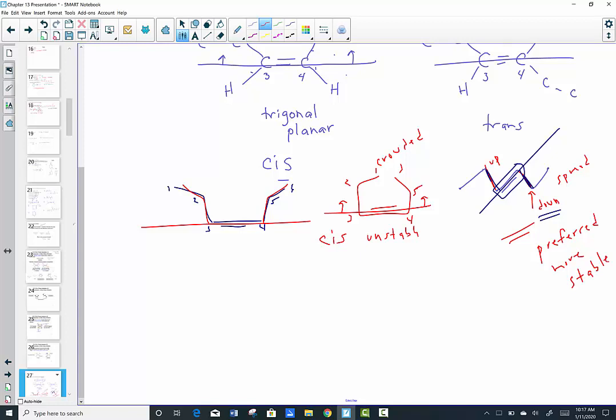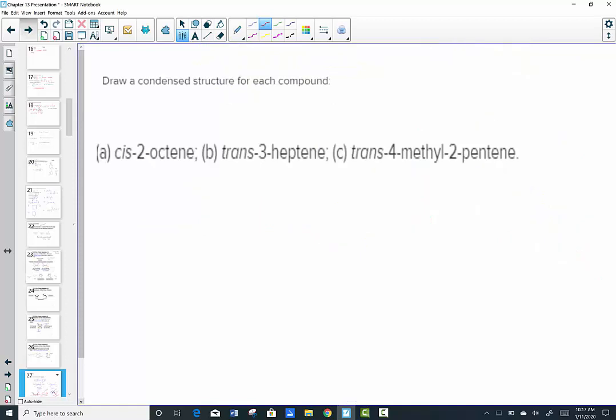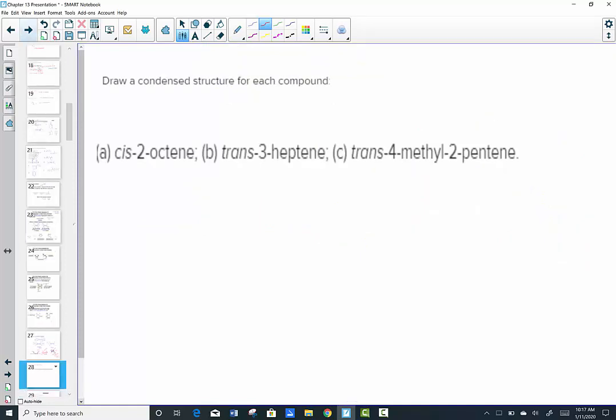Let's try some more practices. Here's an A, B, and C. If you'd like to pause, please do so and give yourself some idea of just practicing. Think through first, then come back to me when ready.